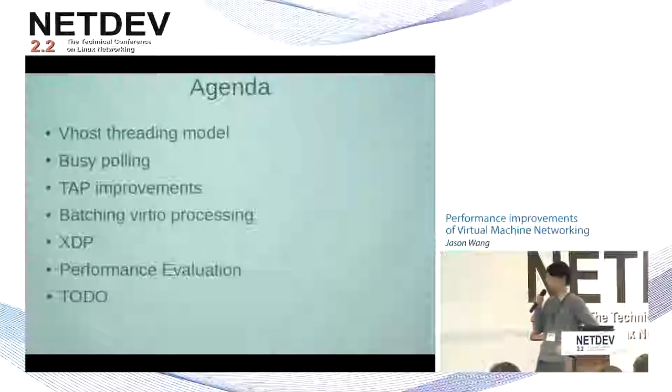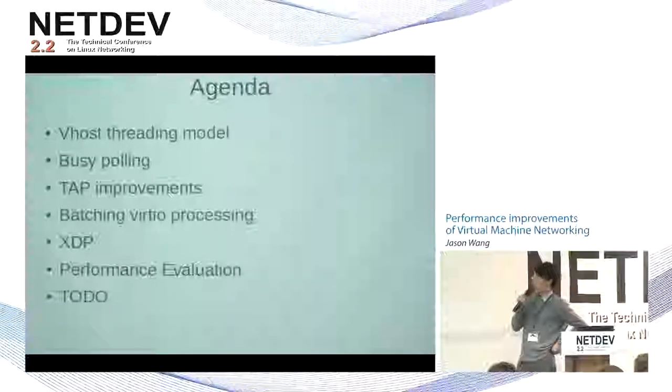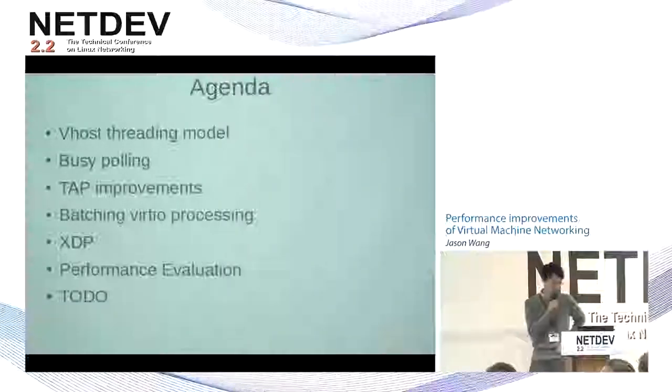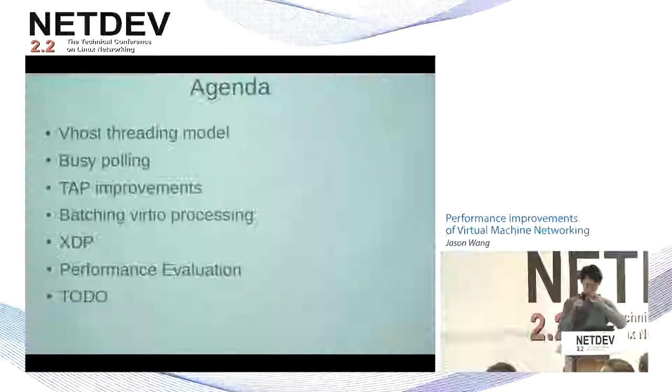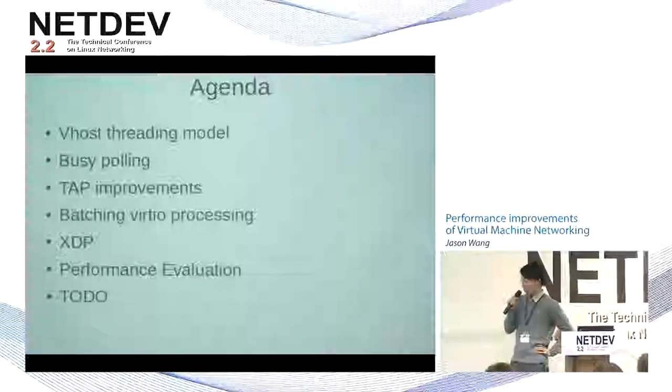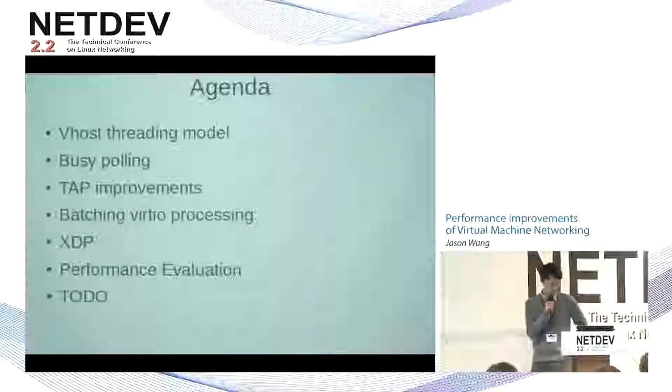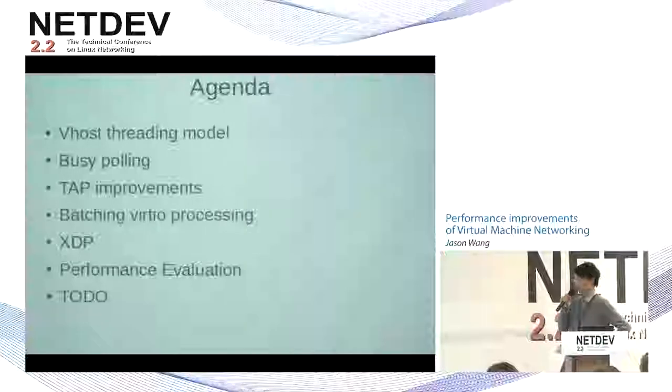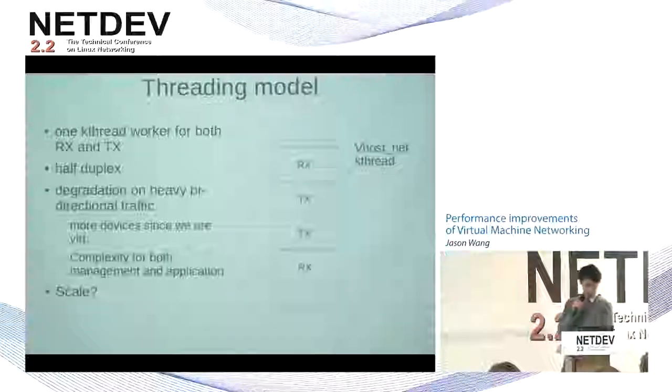So this is the agenda. I will first discuss the vhost threading model, and then there are four major improvements. These include busy polling, the improvements of tap, the batched virtio processing, and XDP. Then we will evaluate the performance and discuss the to-do list.